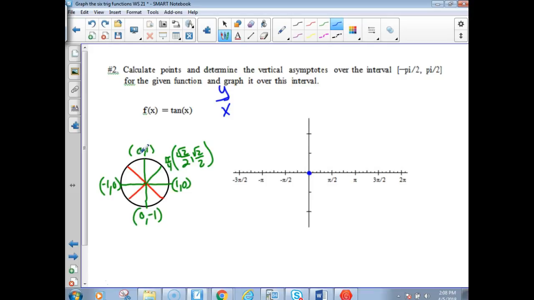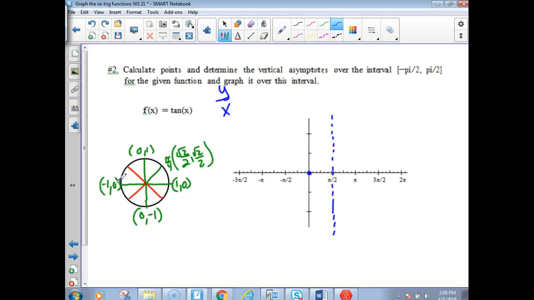undefined. What do you get when you have something undefined for a value of x? What do you think it would make? What else did we put in places that were undefined? We did our rational functions, guys. What did we put in where x could not equal? A dotted line, which is called an asymptote. You need an asymptote there. Since it's undefined at pi over 2, we're going to draw in a vertical asymptote. This has vertical asymptotes because it has places where it's undefined.